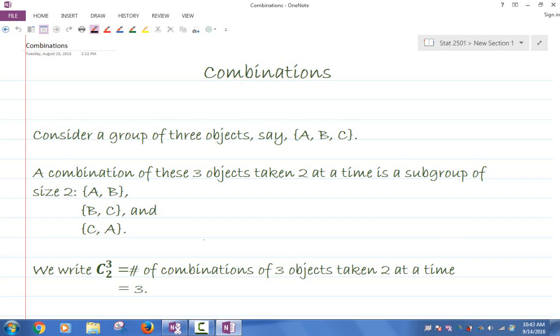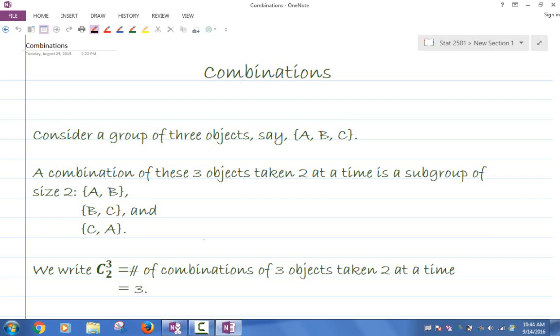Okay, so what is a combination? Consider a group of three objects, let's say A, B, and C. A combination of these three objects taken two at a time is just a subgroup of size 2. So what are the possible subgroups of ABC of size 2? Well, it could be AB, it could be AC, it could be BC. Those are the only possible subgroups of size 2.